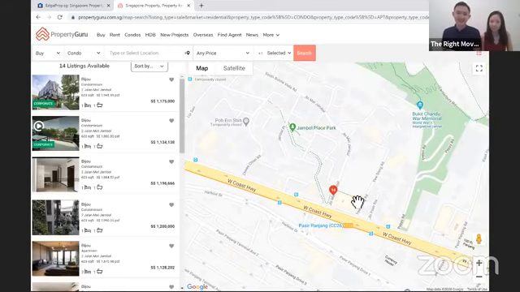14 listings over at Pasir Panjang. So, food for thought. We're not going to give you the answers, but this is something you can look out for: how many units are available now?